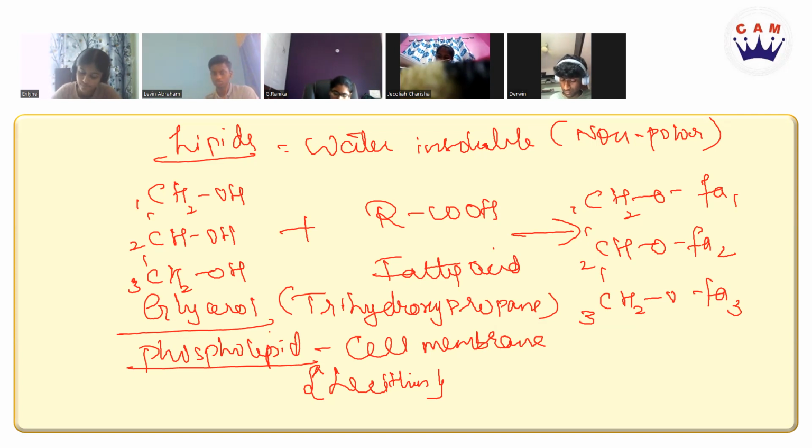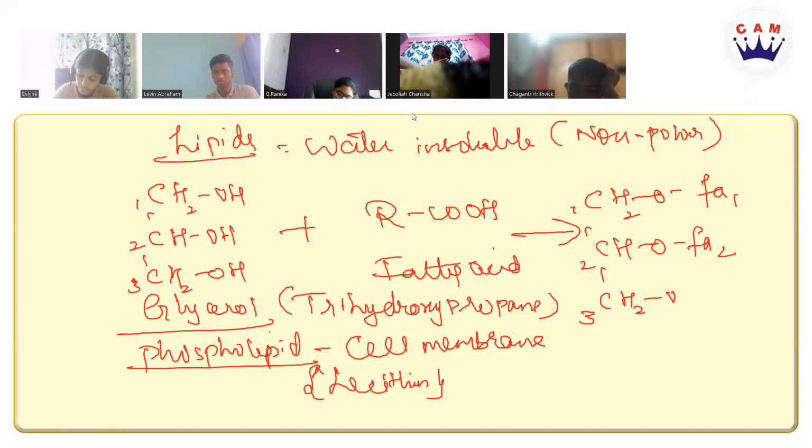What is it called? Triglyceride in general. If it is 2 fatty acids, diglyceride, and if it is 1 fatty acid, monoglyceride. So you have 3 different types: triglycerides, monoglycerides, and what? Diglycerides, based on the number of fatty acids attached.